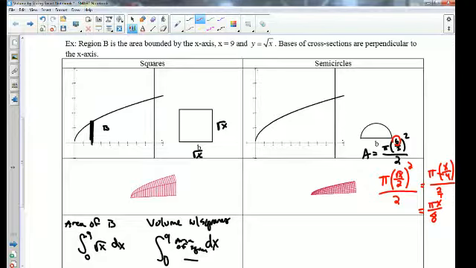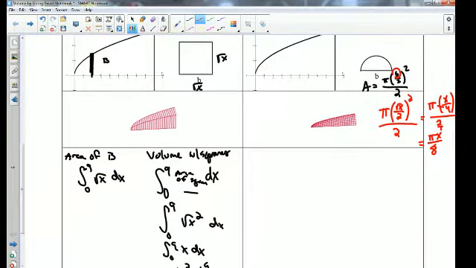So, integral of pi x over 8 from 0 to 9 dx. Yeah, you just put your area formula in there. And that's all you're doing. Plug and chug. So then the antiderivative is pi x squared over 16, because 2 times 8 is 16.